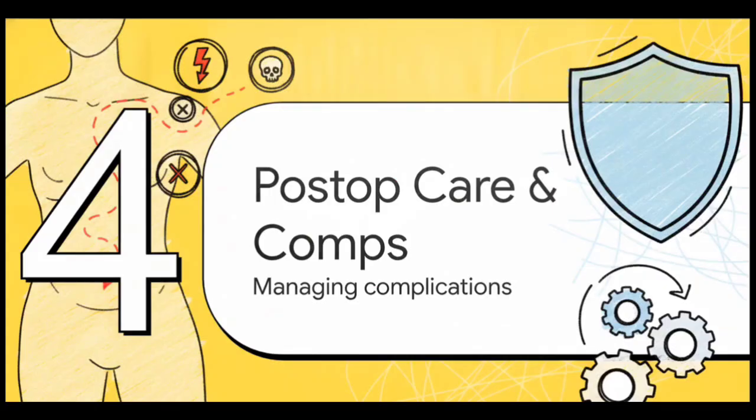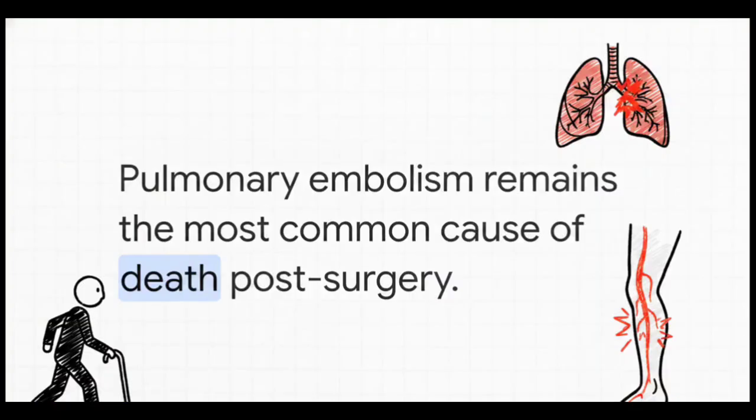Section 4. Postoperative care and complications. Write this pearl down right now. Perioperative mortality is thankfully low, sitting at about 1%, but despite aggressive mechanical and pharmacologic DVT prophylaxis, pulmonary embolism remains the single most common cause of mortality after bariatric surgery. Early ambulation is totally non-negotiable.